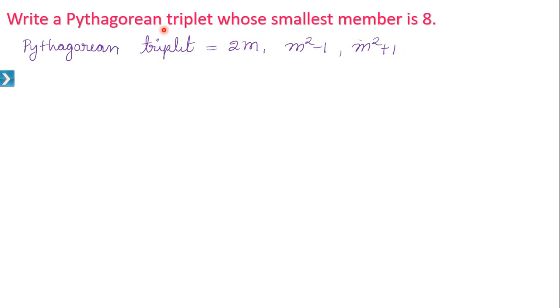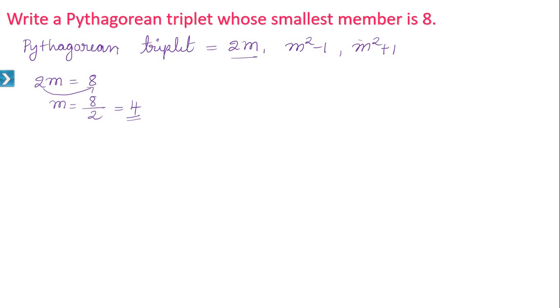So, it is given that in this Pythagorean triplet, the smallest number is 8. So, either 2m is equal to 8 or m square minus 1 is equal to 8. Now, let us write 2m is equal to 8. So, what is the value of m? m is equal to, taking 2 to the right hand side, 8 by 2, which is equal to 4. So, we got the value of m, that is 4.